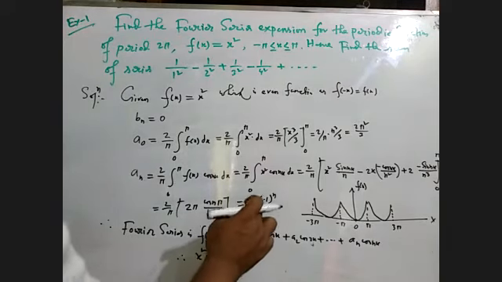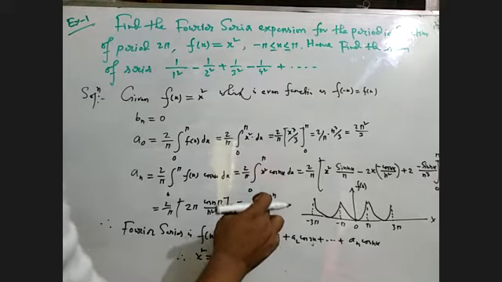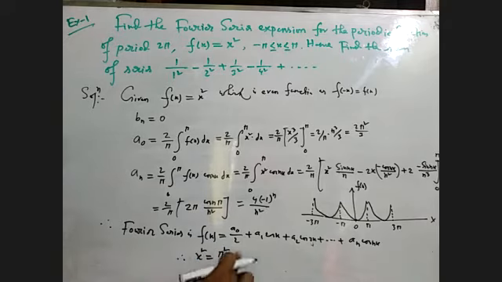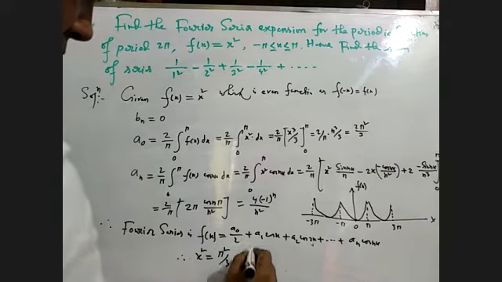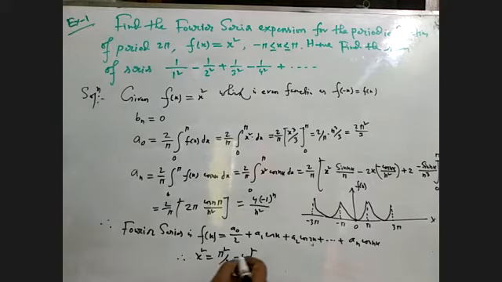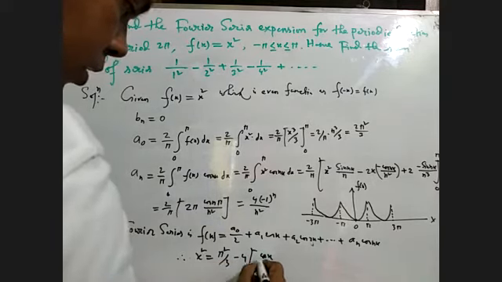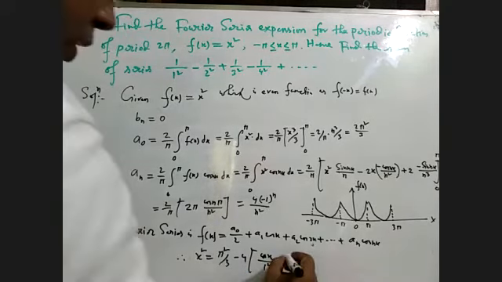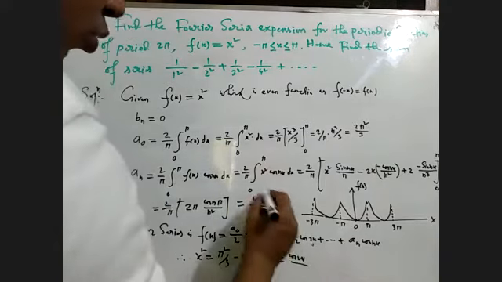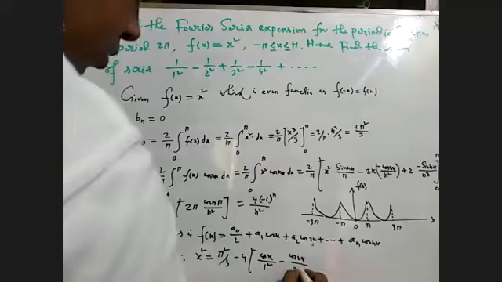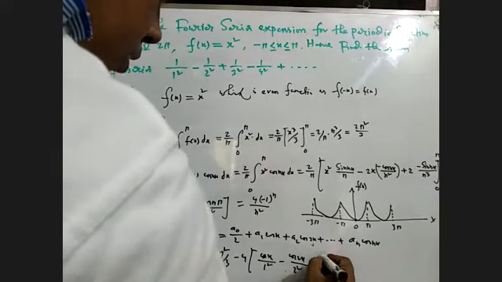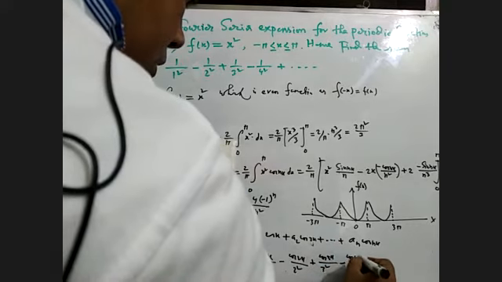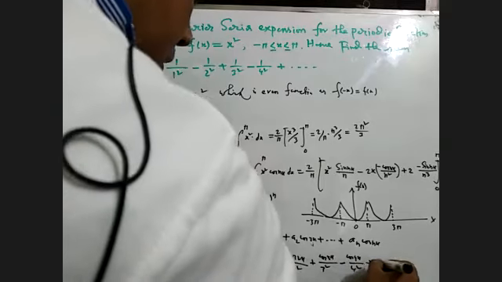But here for every odd and for every even, we get the value like this: minus cos x divided by 1 square, plus cos twice x for n equals 2, divided by 2 square, minus cos thrice x divided by thrice square, plus cos 4x divided by 4 square. This is a series.